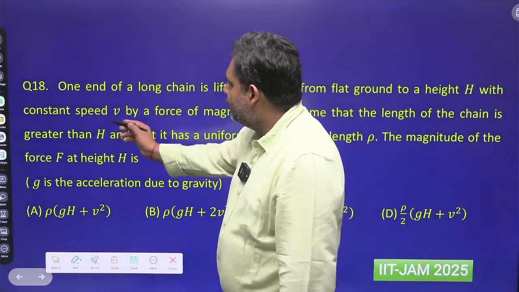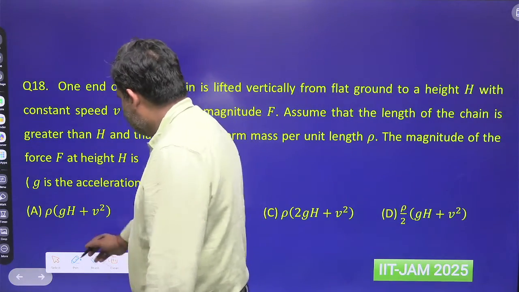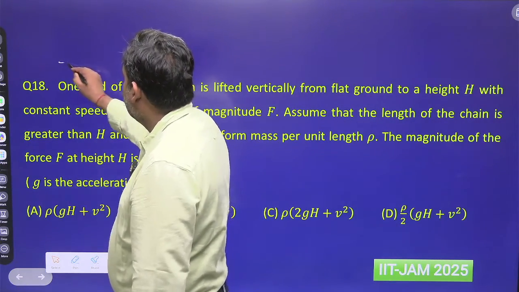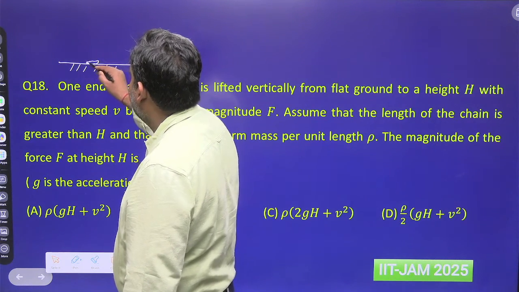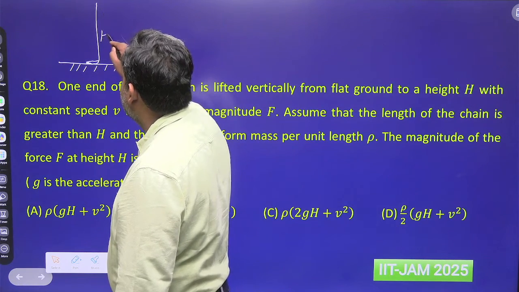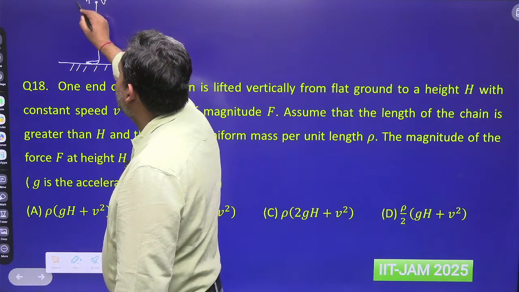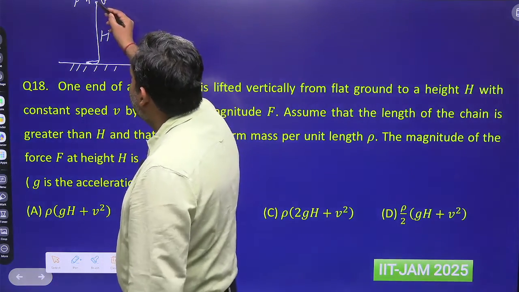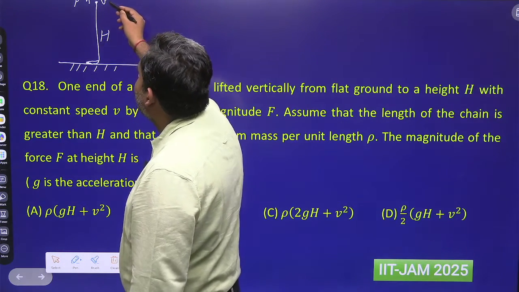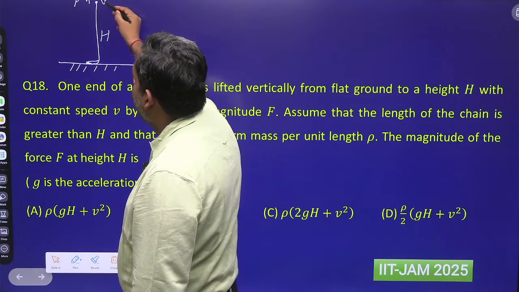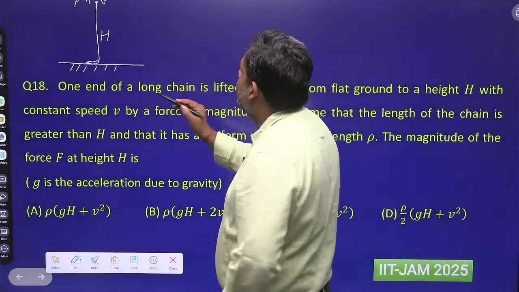So it is given that the length of chain is more than h. So what is the meaning of that? Students, the meaning is that we have a ground and some part of the chain is on the ground, and we have height h, and this point has velocity v, as well as we are putting some extra force. So this force will balance the weight of this particular chain, whatever the length is there, as well as it also provides the velocity v. So it has to do two works here. So let's try to go for this particular force equation.